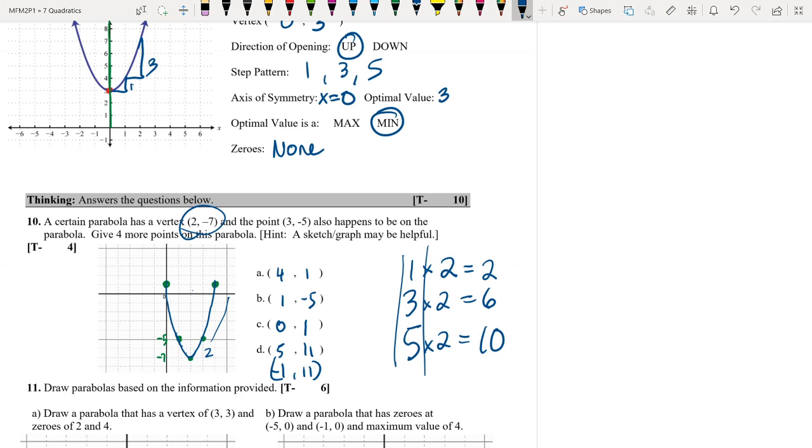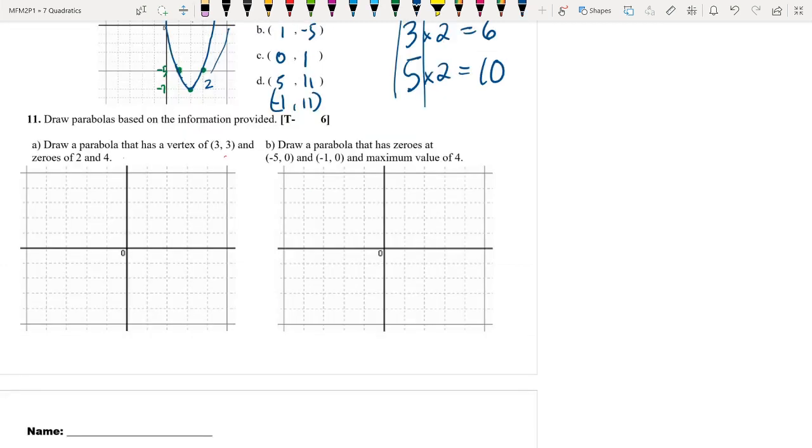Number 11 says, draw parabolas based on the information provided. A says draw a parabola that has a vertex of (3, 3) and zeros of 2 and 4. So the first thing, let's identify the vertex. The vertex is (3, 3). So that's here. This is 3 and this is 3.